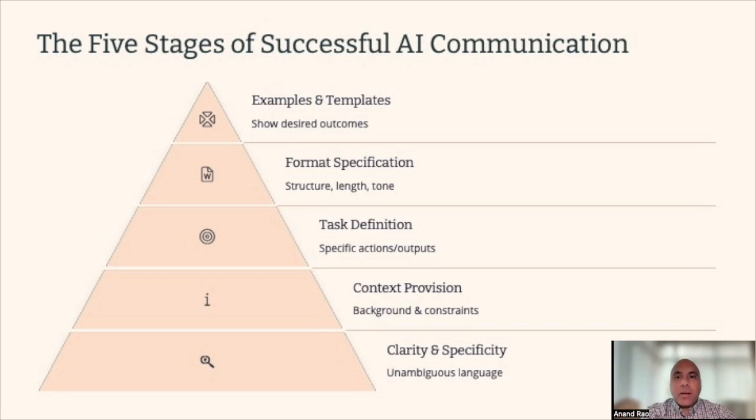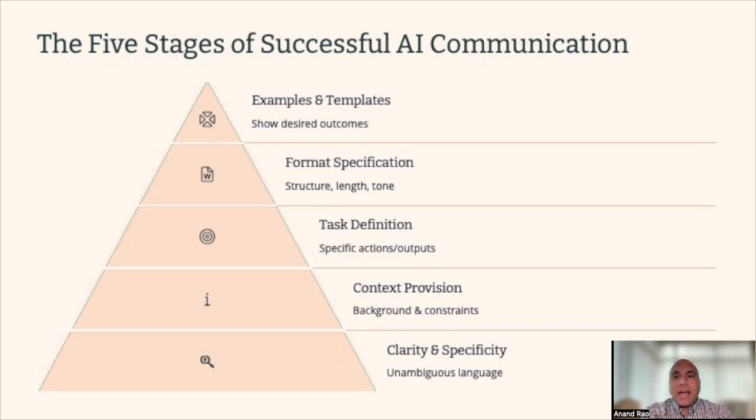The most effective prompts should include 5 key elements. First at the base is clarity and specificity. Your instructions should be unambiguous and precise. Secondly, context provision. Give the AI the background information that it needs to understand your request, what it is that you're looking for. Third, clear task definition. Specify exactly what it is that you want the AI to do. Fourth, format specification. Tell the AI what the output should look like, how you want it to be formatted.